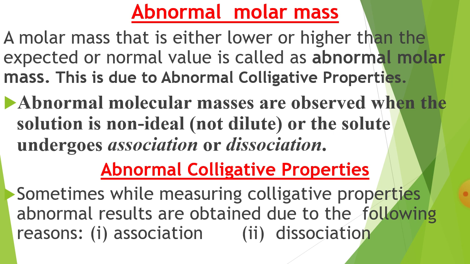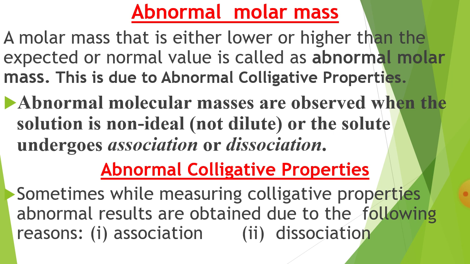Abnormal molar mass or molecular mass is observed when the solution is non-ideal or not dilute, or the solute undergoes association or dissociation. So this condition develops for a non-ideal solution, but for an ideal solution the mass is always normal. Now, abnormal colligative properties. This is also one of the most important topics of Unit 2 Solutions.